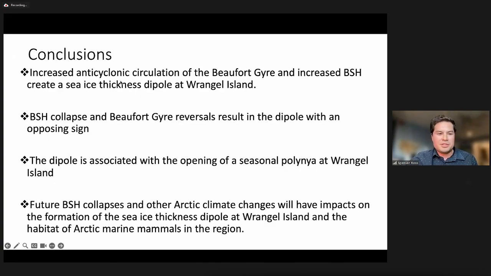So what we found is that climatological anticyclonic circulation of the Beaufort Gyre around the Beaufort Sea High creates a sea ice thickness dipole at Wrangel Island. During climatological easterly flow, ice is advected from the east and accumulates on the eastern side of the island, while ice continues to be advected away from the western side of the island. Beaufort Sea High collapse and Beaufort Gyre reversals result in a dipole with the opposing sign. The dipole is also associated with the opening of a seasonal polynya, which opens typically in June.